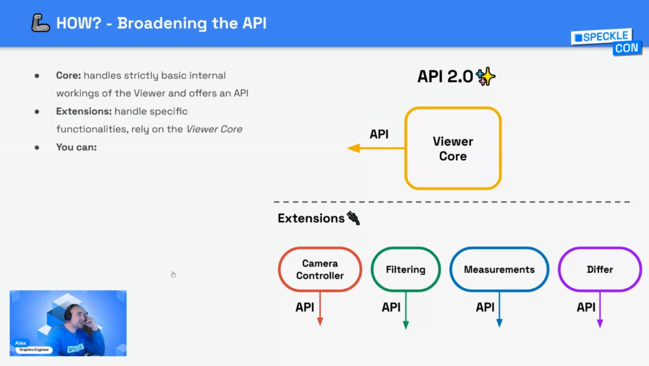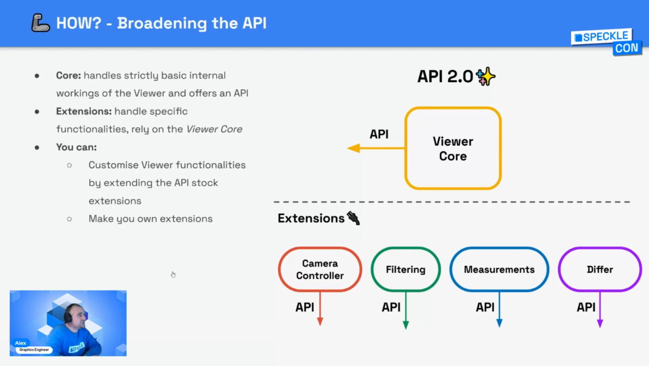Now, with this new setup, you can customize viewer functionalities by extending available stock extensions. And if that's not enough, you can even make your own. An additional thing that API 2 brings is the possibility to load virtually any input data formats, like say OBJ, GLTF, FBX, by using customizable loaders and converters.